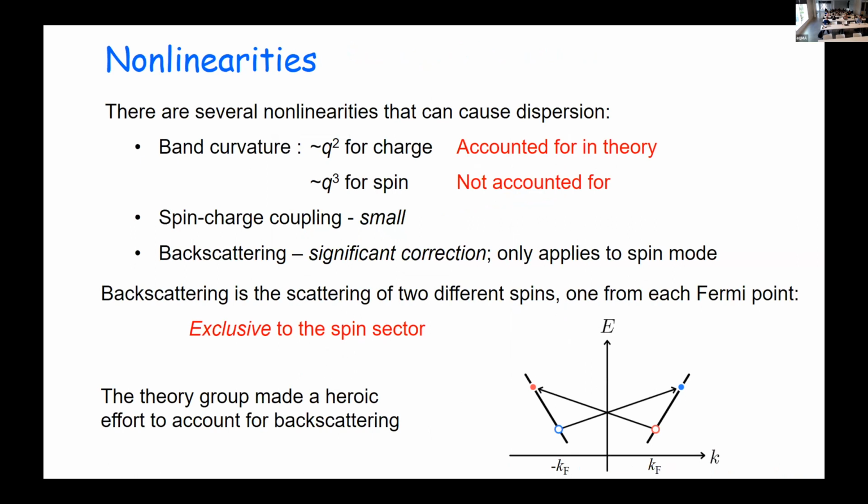So the nonlinearities turn out to be somewhat important if you are trying to make a quantitative measurement. The band curvature contributes, but it's difficult to accommodate in the theory for the spin mode. The backscattering is a significant correction, but it only applies, and that's illustrated here, it only applies to the spin mode. And I should really point out that the theory group made a heroic effort to account for backscattering. This is not a trivial calculation whatsoever.